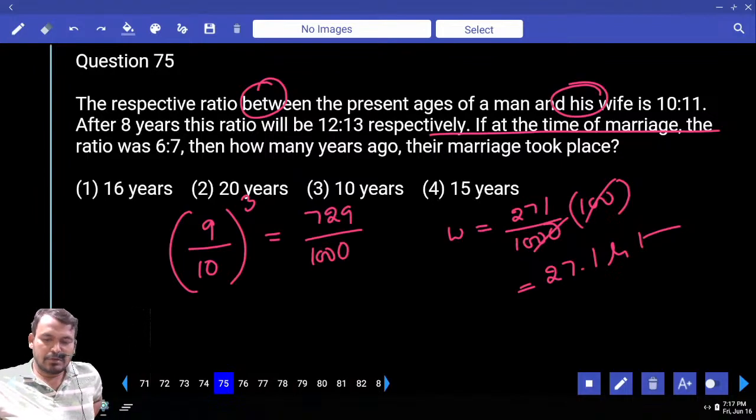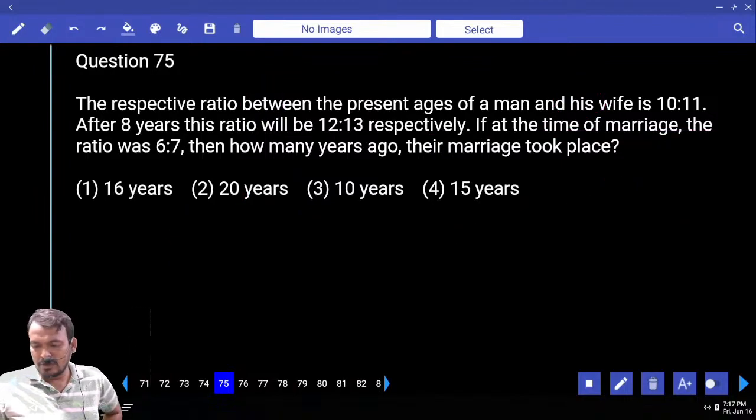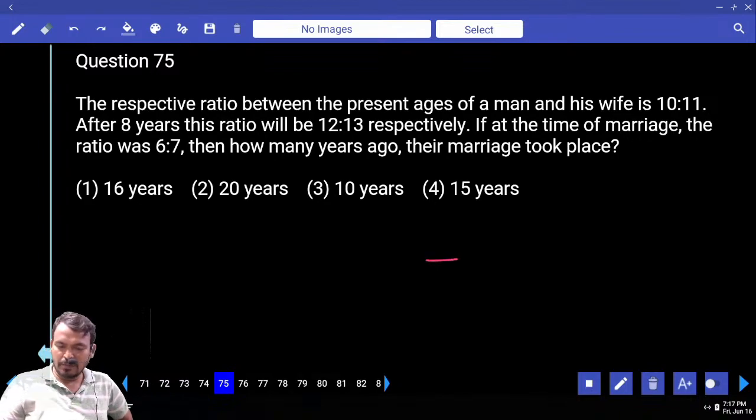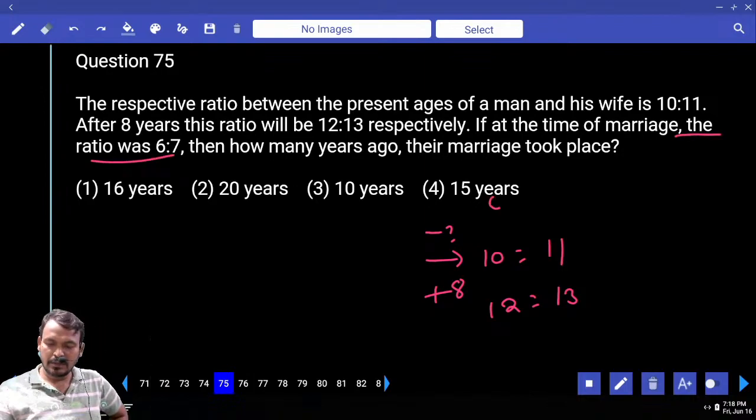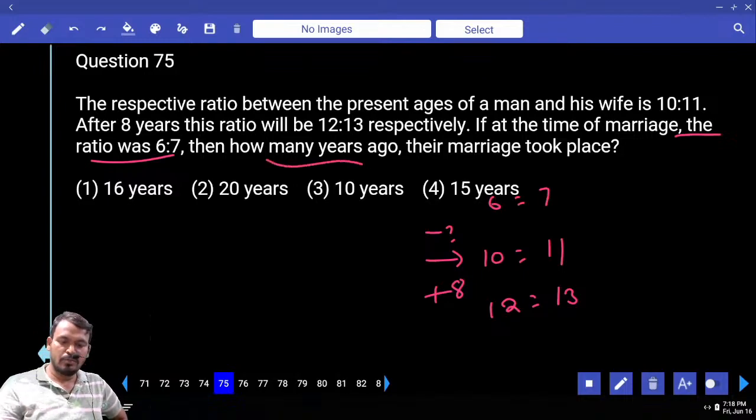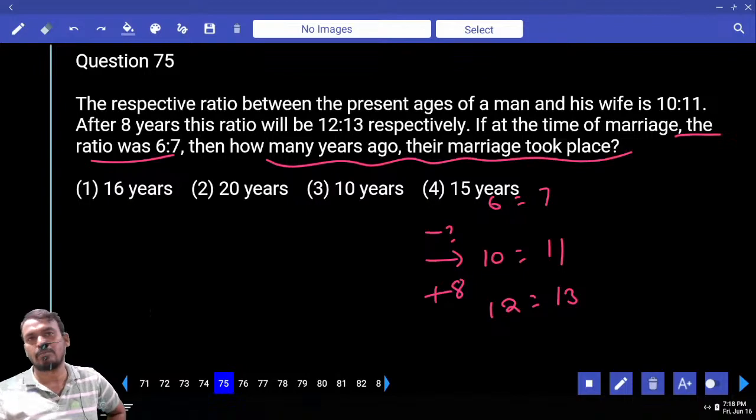The respective ratio of the present ages of a man and his wife is how much? 10:11. What is the present ratio? 10:11. After 8 years ratio? 12:13. If at the time of marriage the ratio was, means past or present? Past. Means past ratio was given 6:7. What is the question here? How many years ago their marriage took place?